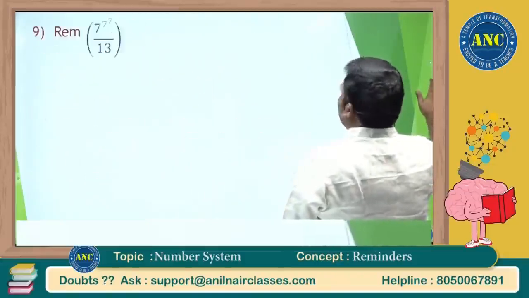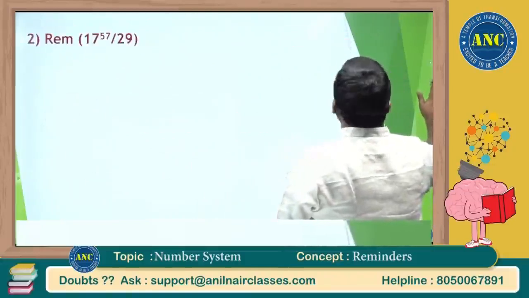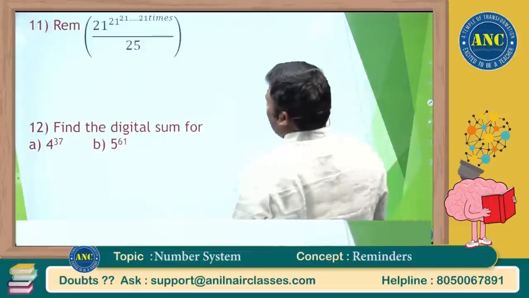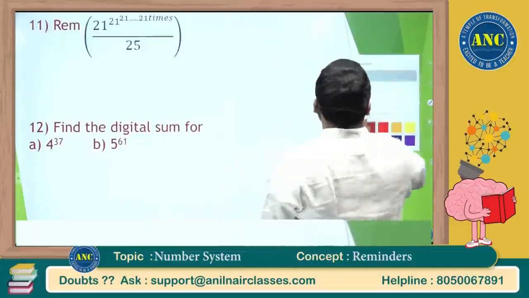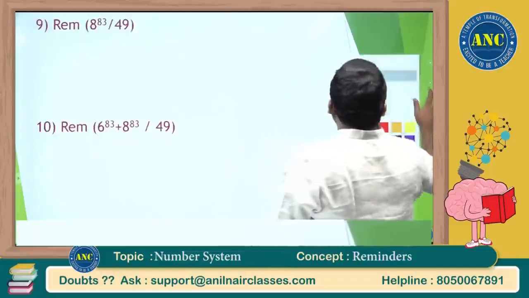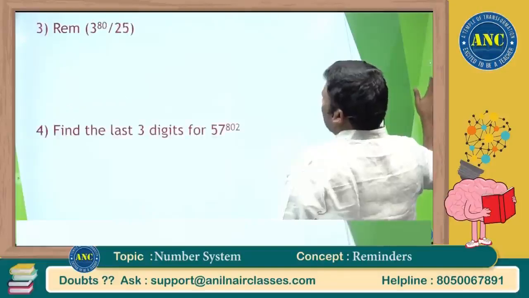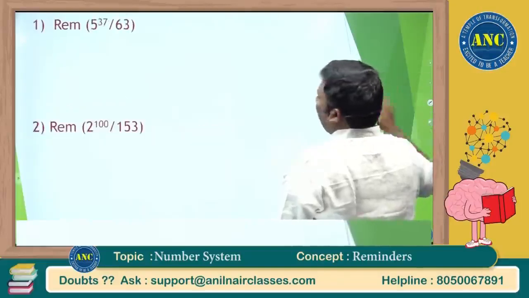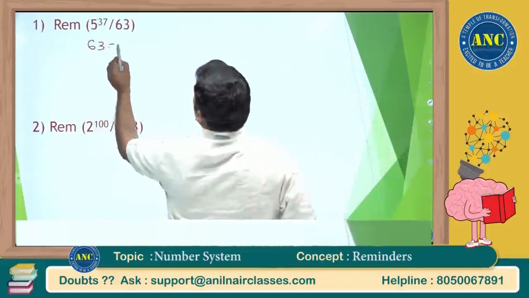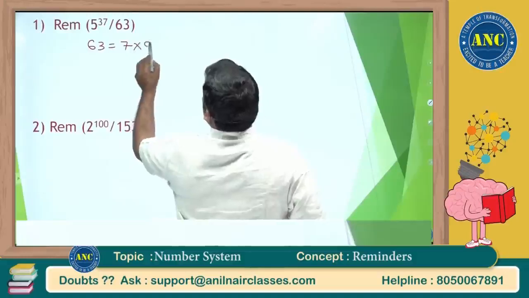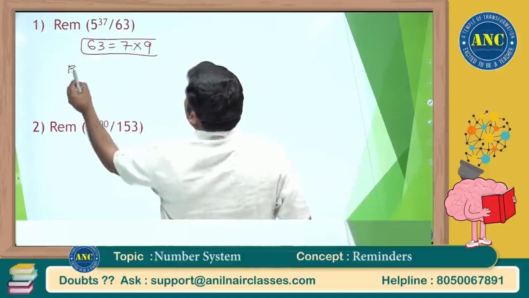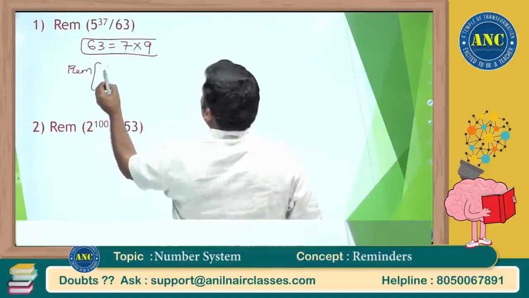See this question. These are Euler's theorem problems. Now see here. Suppose the question is 5 power 37 divided by 63. 63 is a composite number, so it can be written as 7 into 9. First do it with 7 or do it with 9.